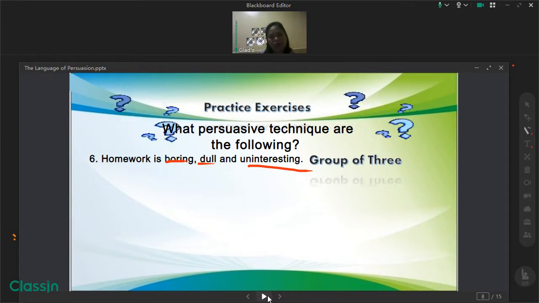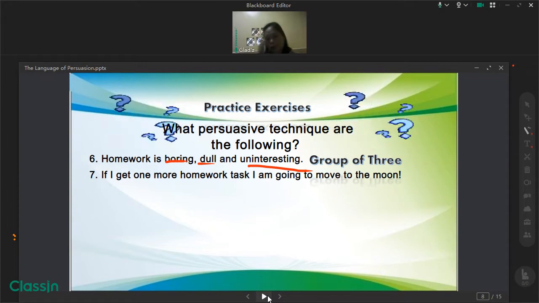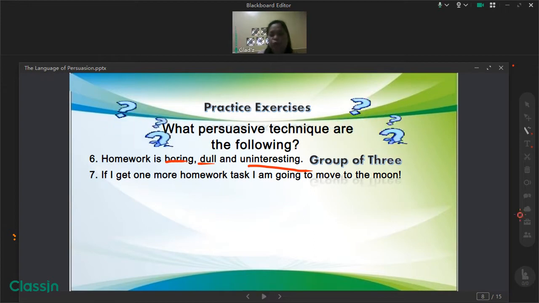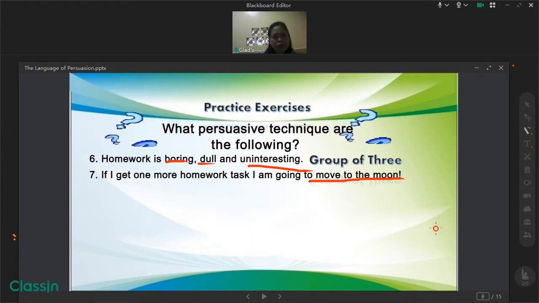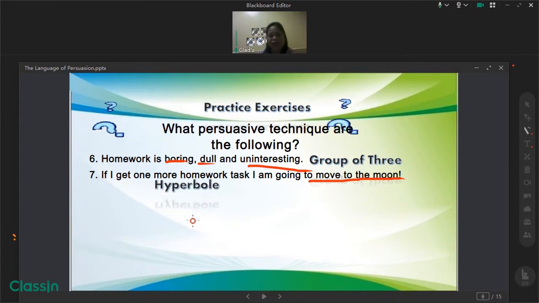And then for number 7, if I get one more homework task, I am going to move to the moon. Okay, so analyze it. Going to move to the moon. Have you seen a person who has more homework that goes to the moon? Okay, so that is an exaggeration, no? No one does it. Okay, so that is hyperbole.